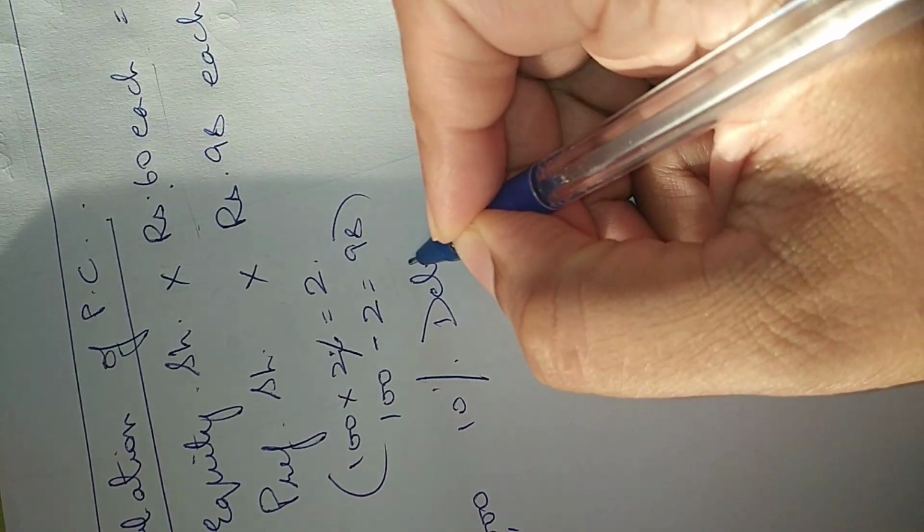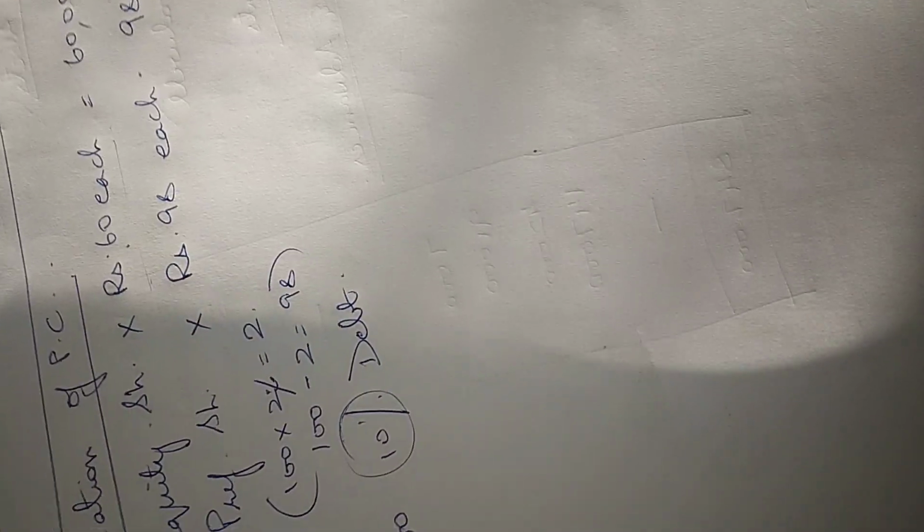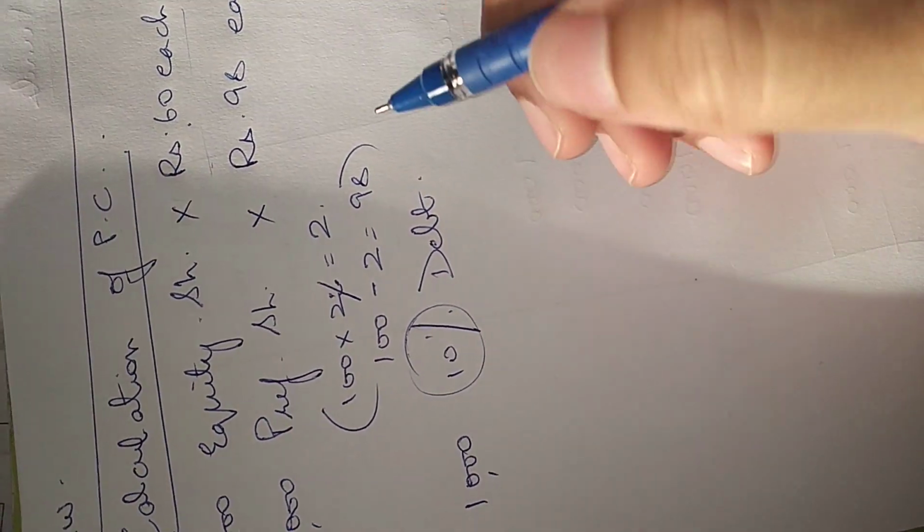This I told you that day itself. This 10% is only for the interest rate of the debentures. You don't have anything to calculate with it when you are doing the purchase consideration.